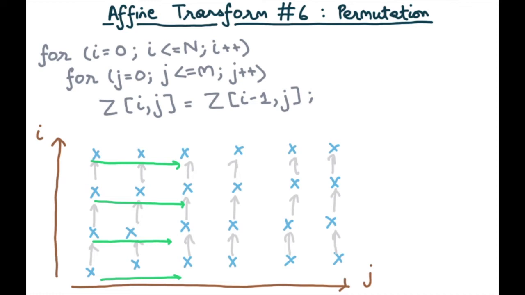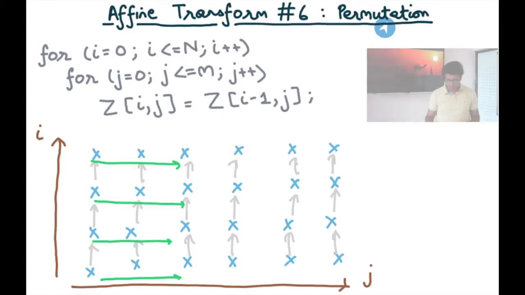So we'll discuss our sixth primitive affine transform, which is permutation. To understand this transform, let's look at an example. For i equals 0 to n, for j equals 0 to m, z[i][j] equals z[i-1][j].